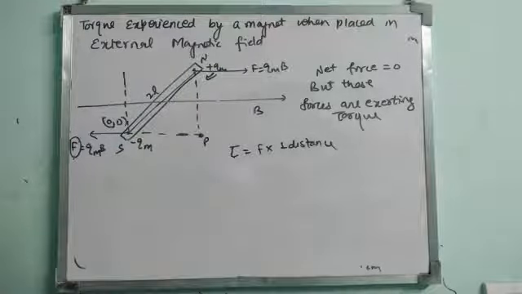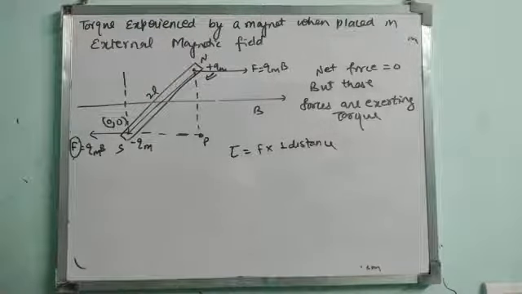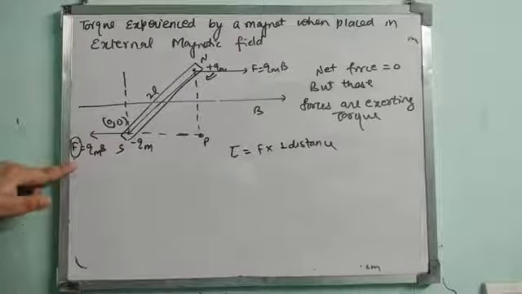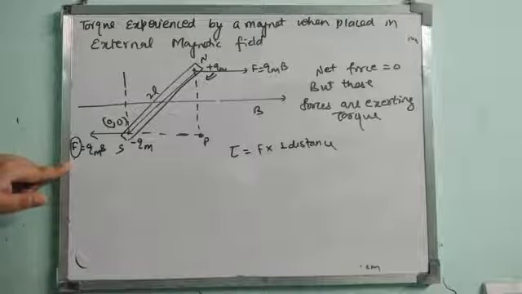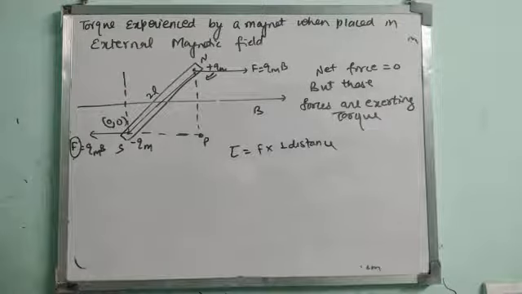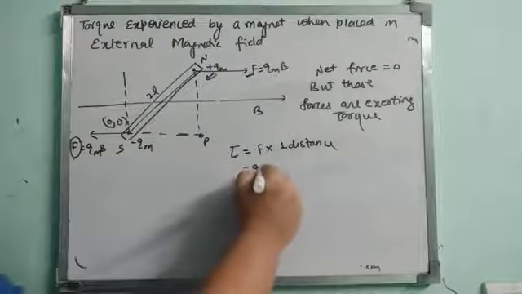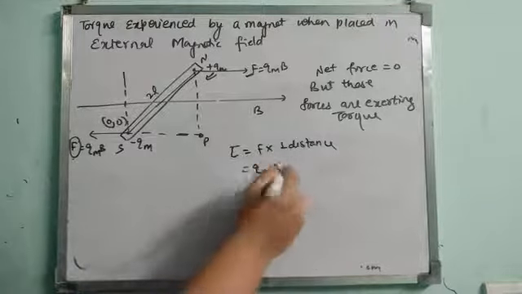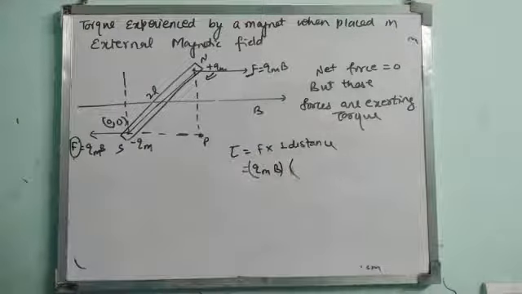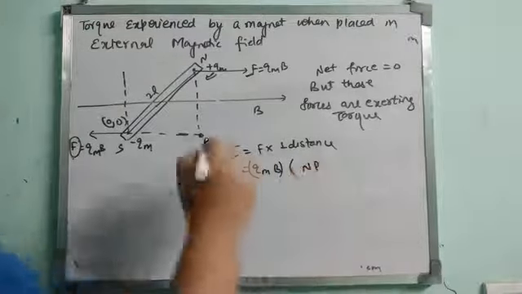It's up to you where you choose the origin. You may choose the origin here, you may choose the origin here also. If I choose the origin to be here, then this force is acting at the origin itself, so it is not exerting torque because this force doesn't have any perpendicular distance. But the torque will act due to this force, and this is equal to QMB into the perpendicular distance of this force from the origin. This is NP.